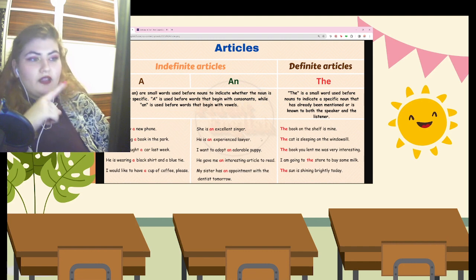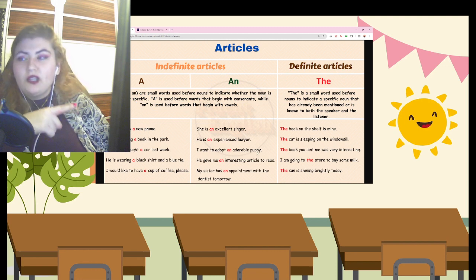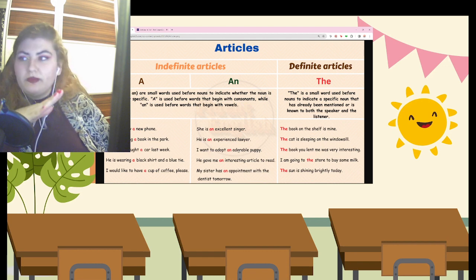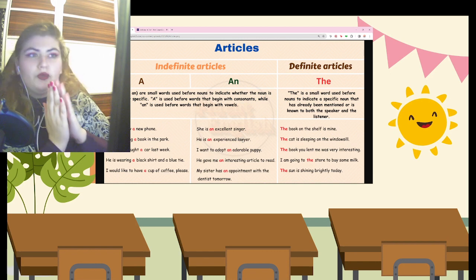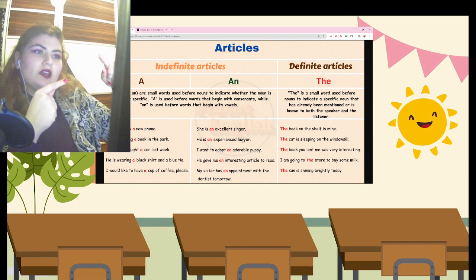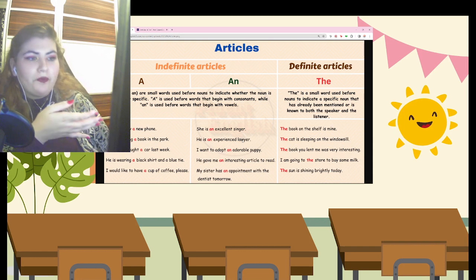Don't forget that puppy does not start with a vowel, but there's adorable before it. So be careful about it, okay? So you are using a or an according to the next word. It doesn't matter what you refer to.